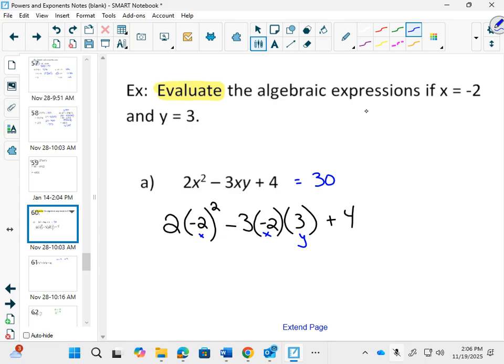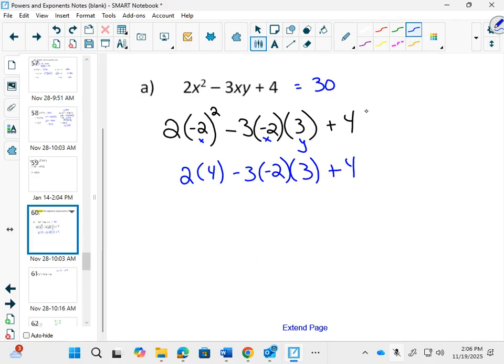Okay, so order of operations. We have an exponent, -2 squared, and that would be positive 4. Now I've done exponents. I have multiplying. 2 times 4 is 8. Minus 3 times minus 2 times 3 is positive 18. And then I still have the plus 4. Add those all together, you get 30.